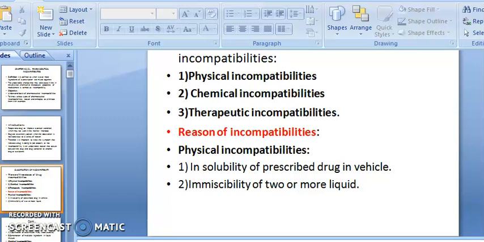Why does physical incompatibility occur? Insolubility of the prescribed drug in the vehicle. When we are preparing or formulating a soluble product, if it is not soluble in your vehicle, it is observed as physical incompatibility. Immiscibility of two or more liquids. When we are formulating a liquid preparation and it has an immiscibility problem, it means there is no formation of a homogeneous mixture, which leads to physical incompatibility.